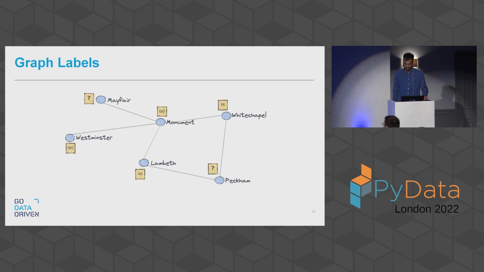And so now we have this graph of nodes, which is our locations, our relationships, and our labels as before, the demand at each of those locations, and a natural separation of what we're trying to predict and what we already know.